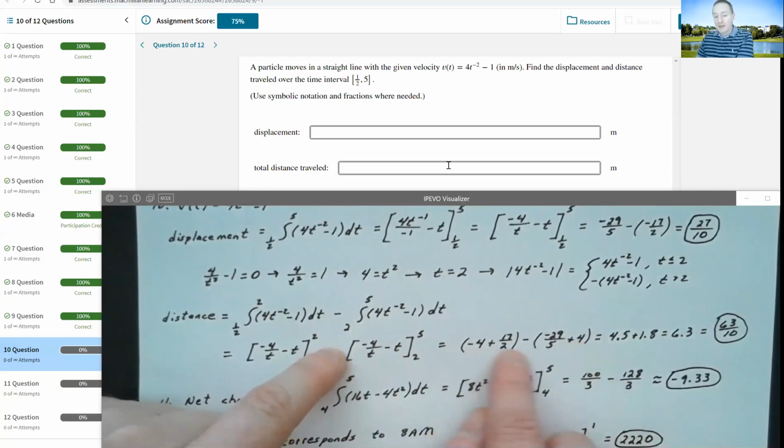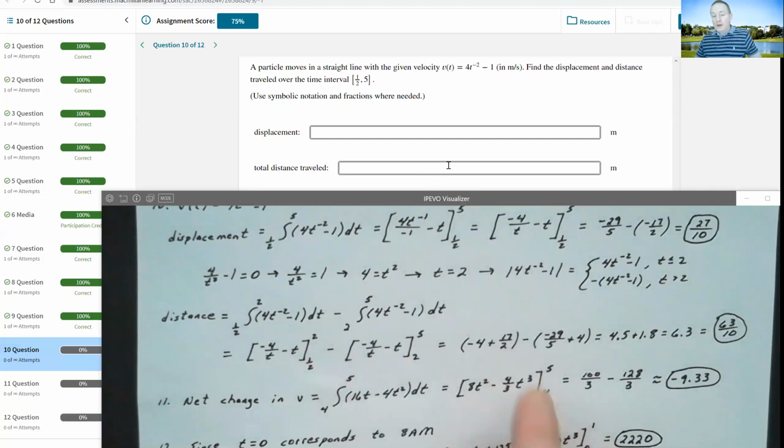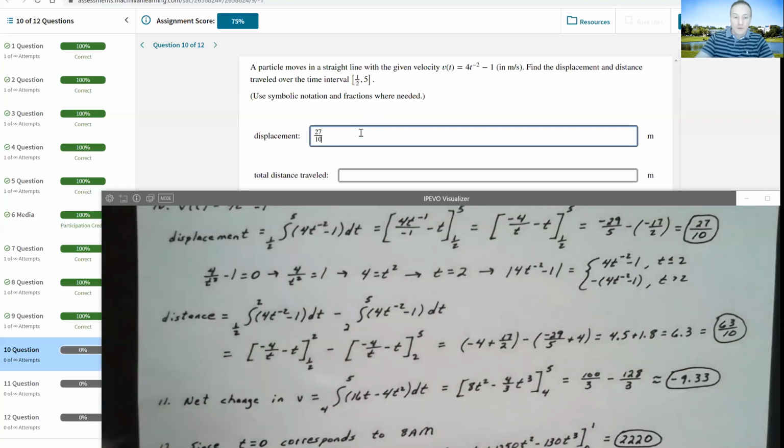So now I have the answer for my first group, and I know the answer for my second group is going to be negative. That's why we're subtracting it. The answer for the first group I got was 4.5. The second group would have been a -1.8, but we're subtracting, so it makes it plus 1.8. I got a 6.3. Again, I don't think it wants a decimal answer for this problem because it said fractions are needed. So I'll put my answers as for the displacement, 27 over 10. So 2.7 units. And of course, the total distance traveled is always greater than or equal to the displacement. In this case, it's greater than.